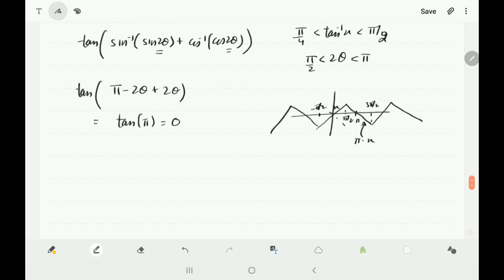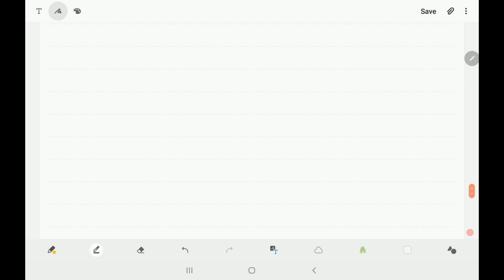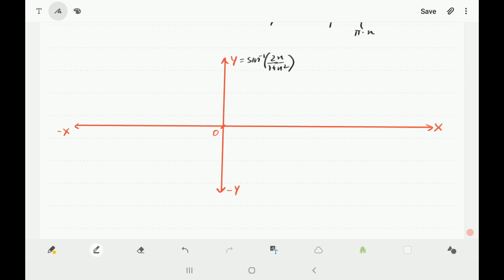Now let's try to solve this problem with the help of a graph. So let's first draw the graph of sine inverse 2x upon 1 plus x square. We already have drawn this function, so you just have to revise that part. So the function goes like this. This function is 2 theta from minus 1 to 1. This value is pi by 2, this value is minus pi by 2. Ahead of 1 it is pi minus 2 theta, and this is minus pi minus 2 theta.